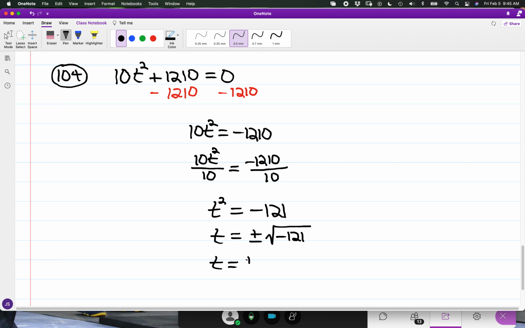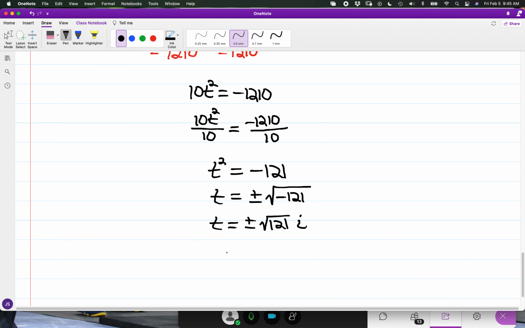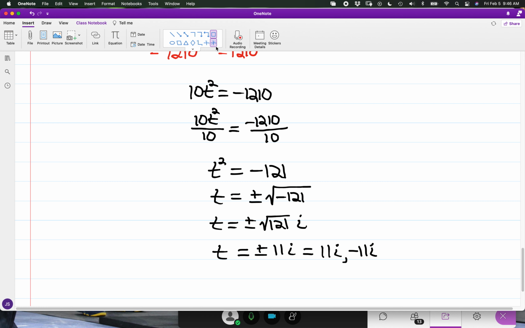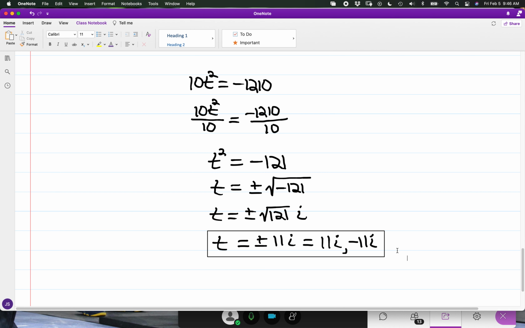Again, square roots of negatives will be complex numbers. So right now we have plus or minus the square root of 121 times i. And 121 is a perfect square number. So with the complex roots, we have plus or minus 11i. And then itemizing, we have 11i as well as minus 11i. So again, this equation has exclusively complex roots.